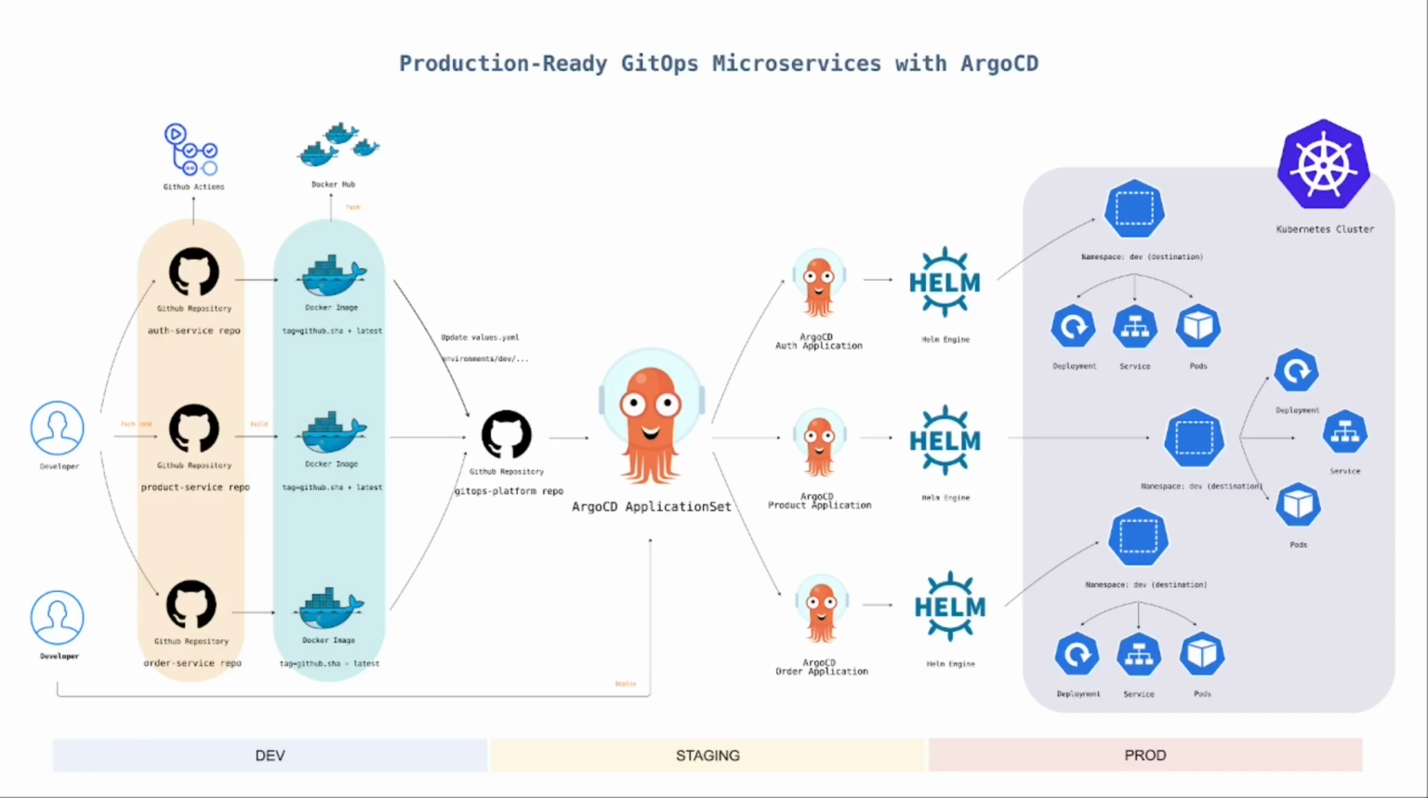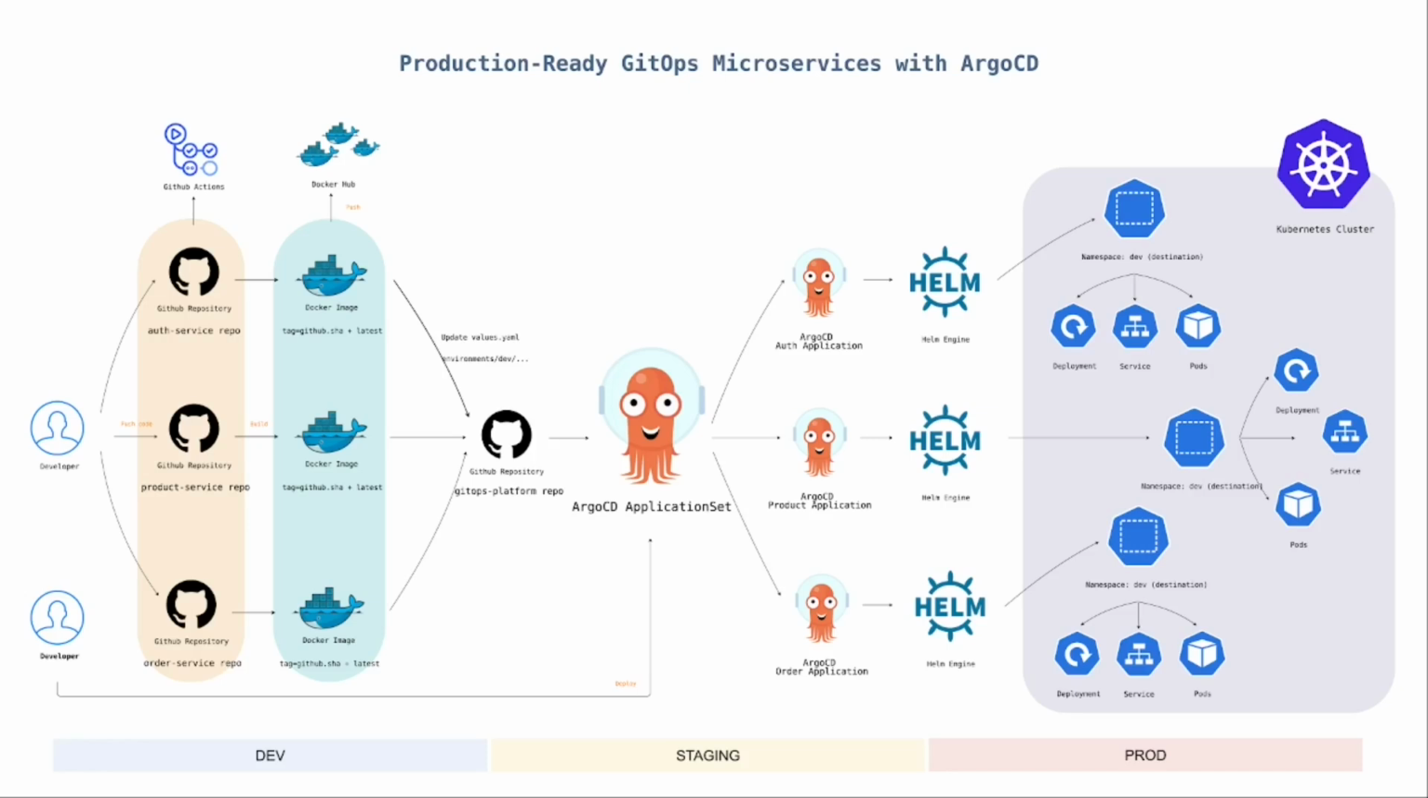Flow explanation. This flow describes how a piece of code written by a developer is automatically built, deployed, and running on Kubernetes using CI/CD and GitOps with ArgoCD. Each step is connected and fully automated, reducing manual work and increasing reliability. Step 1. Developer pushes code. The process starts when the developer pushes code to the repository. This repository contains the source code of the service along with Docker and configuration files needed for deployment.